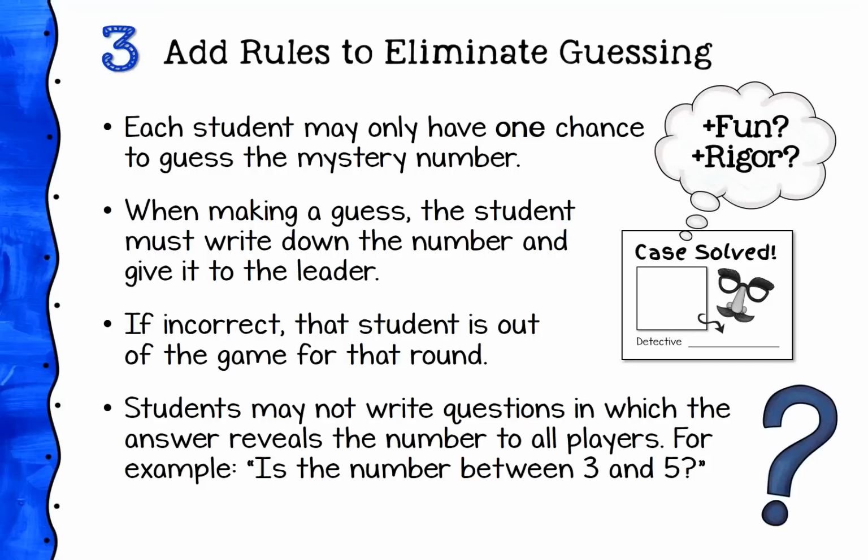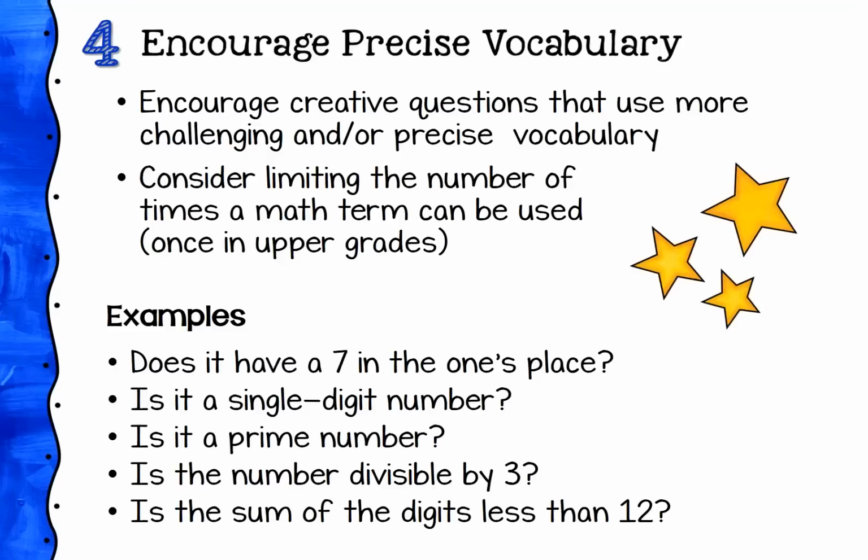So, does this make it more fun? Does it make it more rigorous? Well, I would say that it makes it more rigorous because you have to really think and work harder when you only have one guess. But I would say it also makes it more fun, because if you only have one chance, you're taking a chance. It's a risk when you raise your hand and say that you've got the number. You could be wrong. So it really adds an element of fun and excitement.